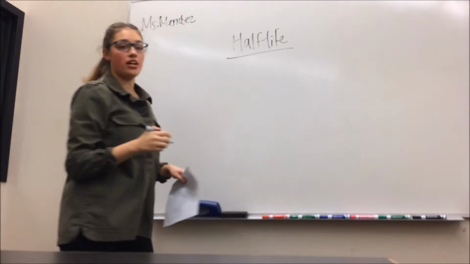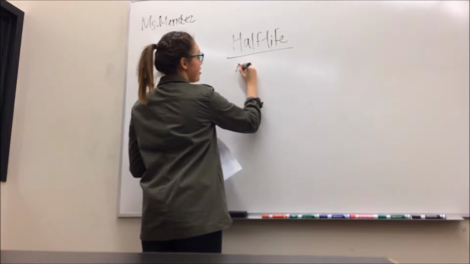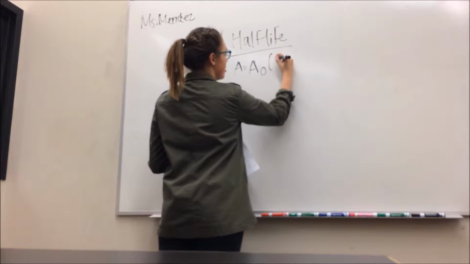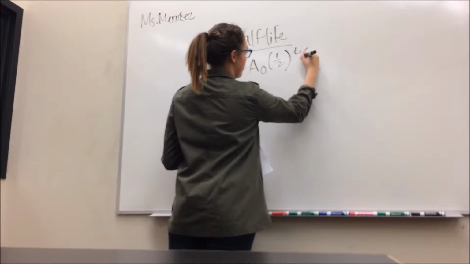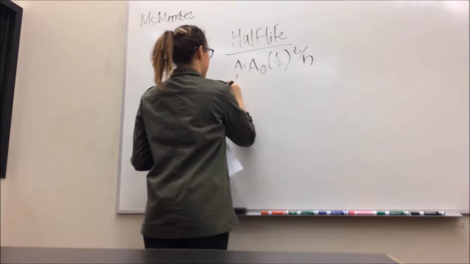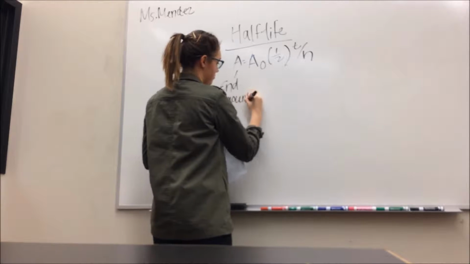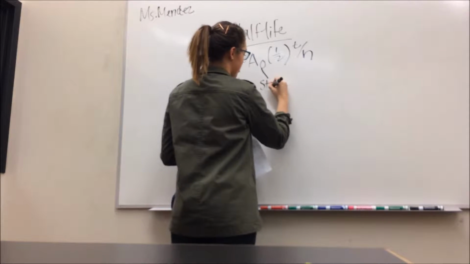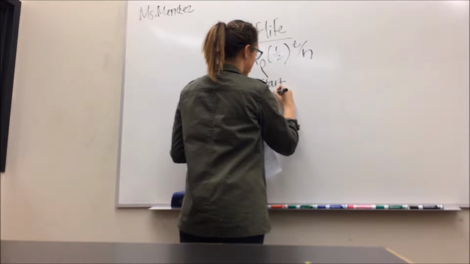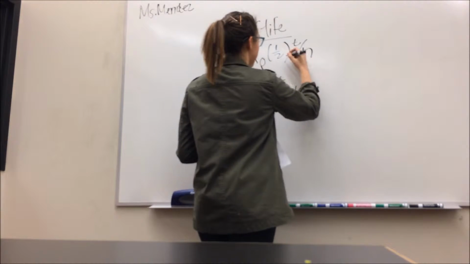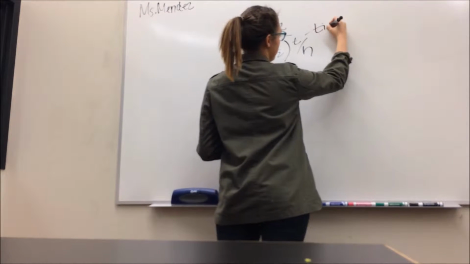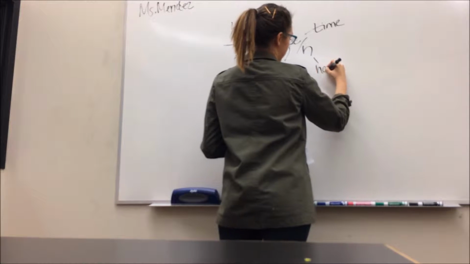The formula for half-life we'll be using is A equals A sub 0 times 1/2 to the power T over H. This is your end amount. This is your start amount. This is your time, and then your half-life.